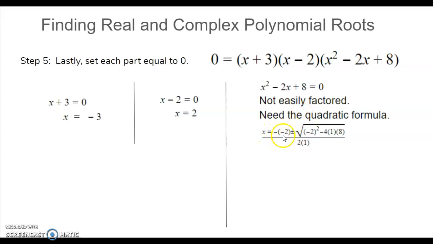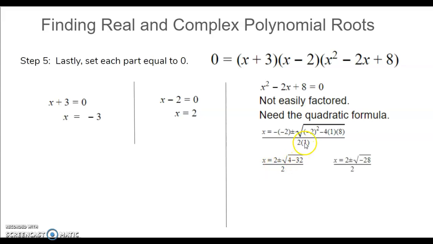X equals negative b, so negative of negative 2. A is 1, b is negative 2, c is 8. They go right in order, assuming that your exponents are in order. So I have negative of negative, plus or minus the square root of b squared, so negative 2 squared, minus 4 times a, which is 1, times c, which is 8, all over 2a.